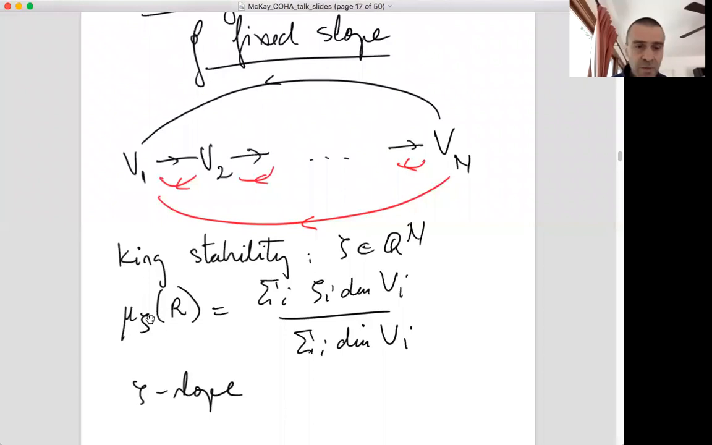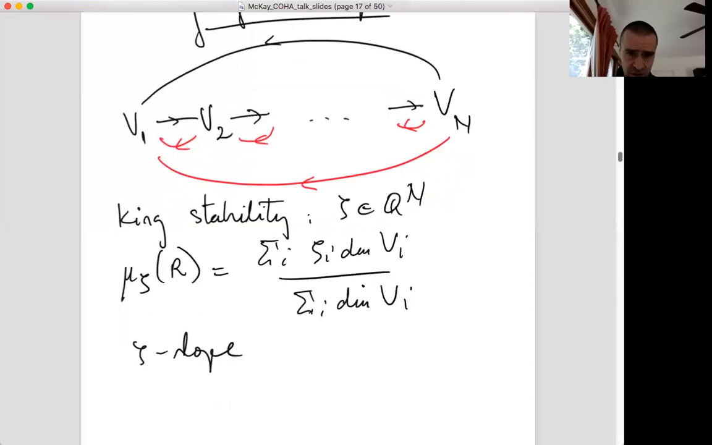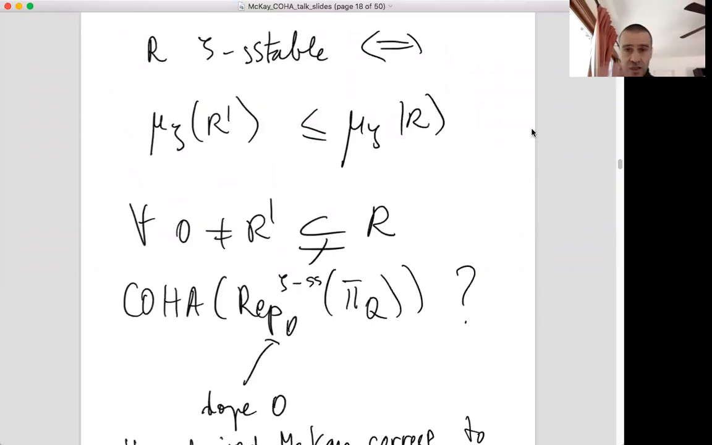Given a representation R with a graded vector space V1, V2, ..., Vn, you define a slope, which is given by the sum of zeta_i times the dimension of V_i, divided by the total dimension. That's the zeta slope. The semi-stability condition is just the usual slope condition with respect to proper sub-representations: you want all proper non-zero sub-representations to have a smaller or equal slope. And of course, for stability, you want strict inequality.